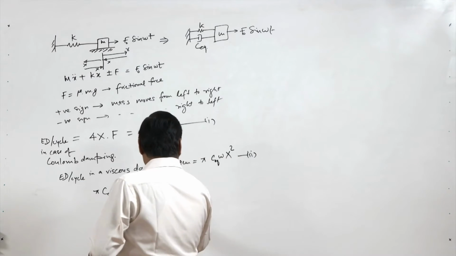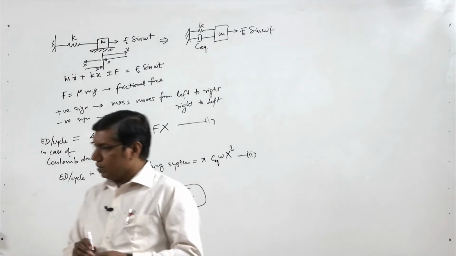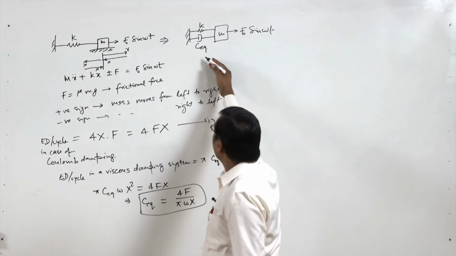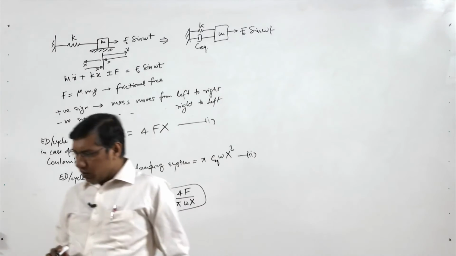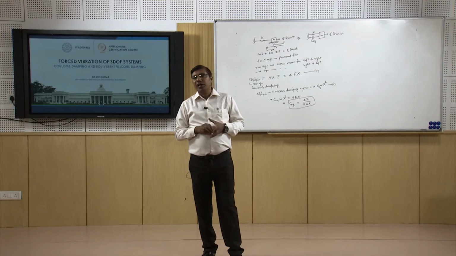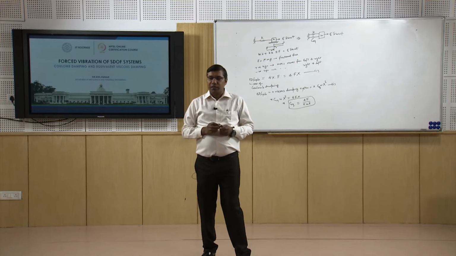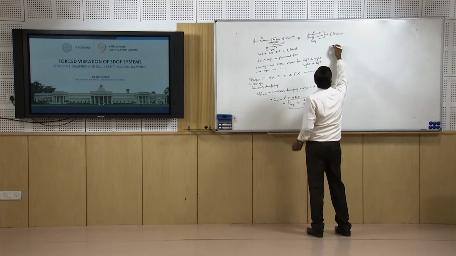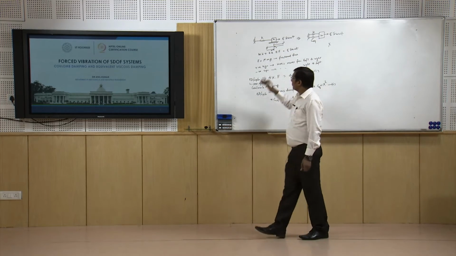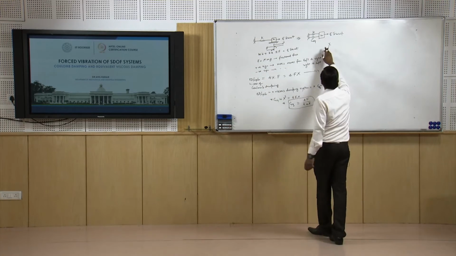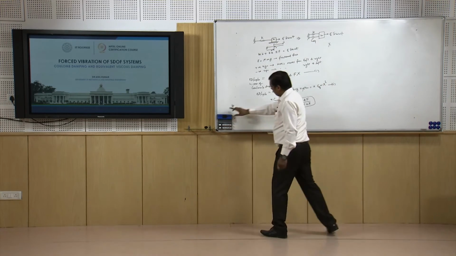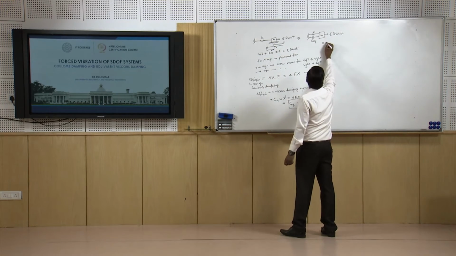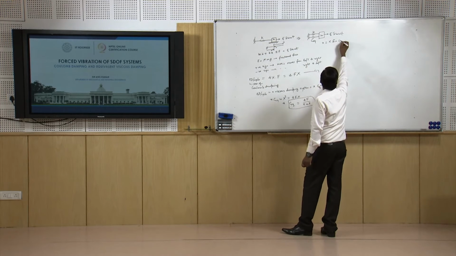So this is the equivalent viscous damping. Now if we have the equivalent viscous damping here, we can use all the expressions that we have derived for the viscous damping case. The basic thing is we want to know x, that is the amplitude, and in this case we have the equation of the response of the system, x sine omega t minus phi.